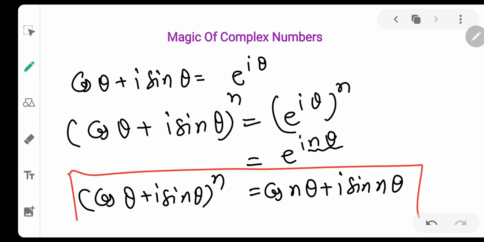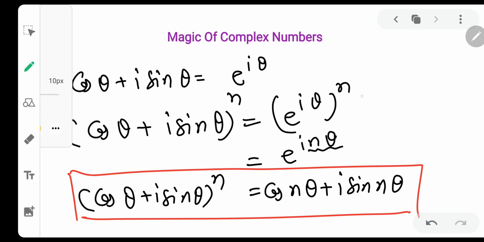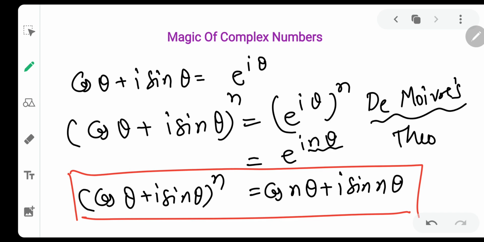Now you will say, sir, we know this property. This is the property, or this is a theorem called de Moivre's theorem. So let me write down de Moivre's theorem. Okay, so what's new in this, sir? Okay, so let us get back to our idea of the session.